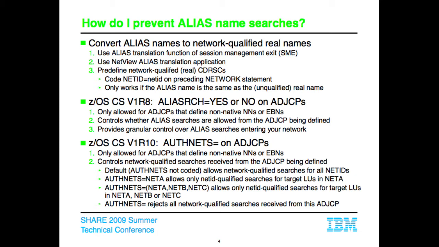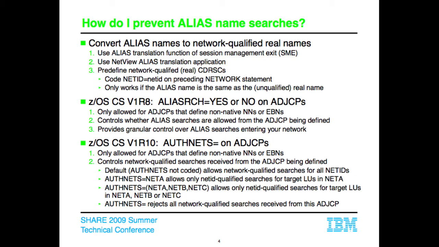This only works if the alias name, the 8-character LU name that you're using for an alias name, is the same LU name that is his real name. All right? For example, if you're using an alias name called KixB to represent a resource in NetB that's called Kix, not KixB, then the alias name is KixB, the real name is Kix, and they really represent the same resource. That's an example where alias translation would be required, and you would not be able to use a predefined CDRC for that.